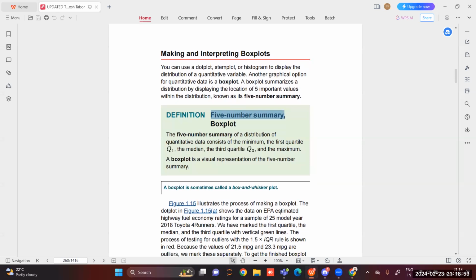This is known as the five number summary. The five number summary of a distribution of quantitative data can be obtained for quantitative data, not for categorical data. It consists of the minimum, the first quartile Q1, the median, the third quartile Q3, and the maximum.